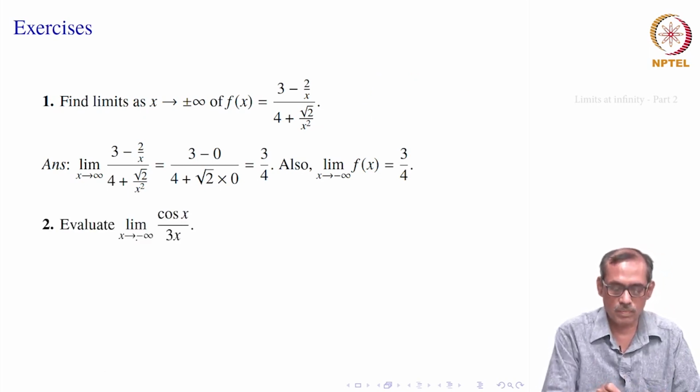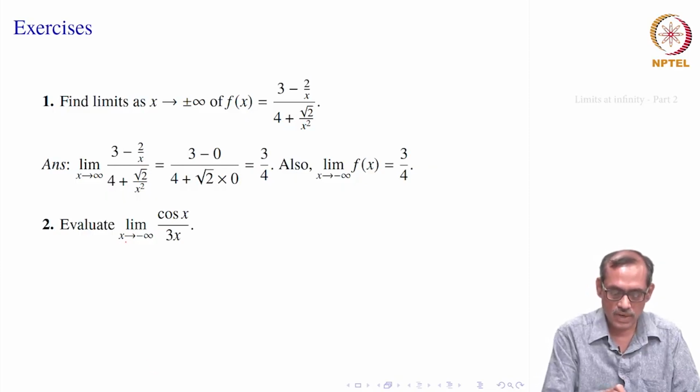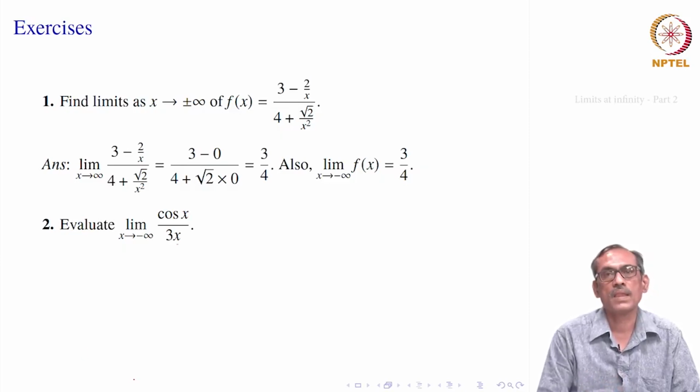Okay, let us take second problem. It asks to compute the limit x goes to minus infinity of cosine x divided by 3x. See here, when x goes to minus infinity, this denominator goes really to minus infinity, right. 3 times minus infinity goes to minus infinity. On the top we do not have anything, it is cosine x.